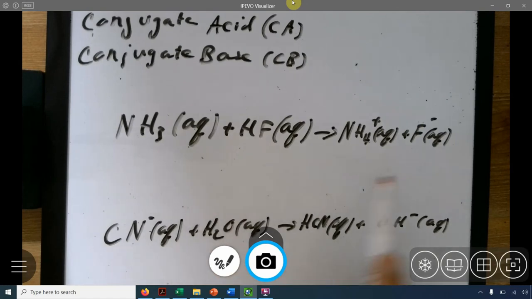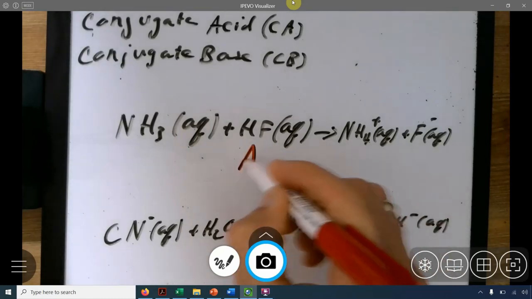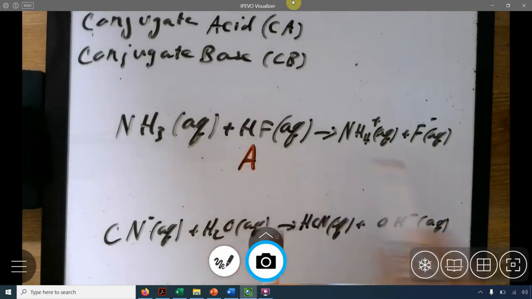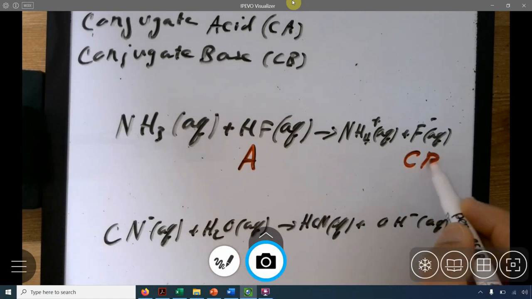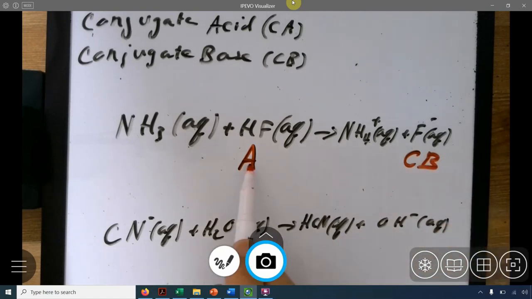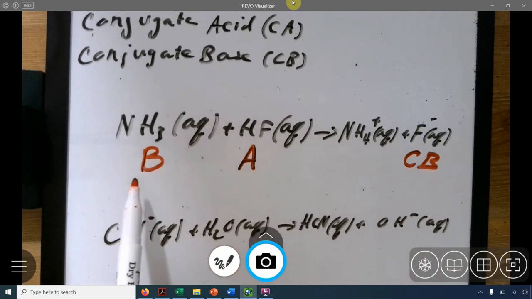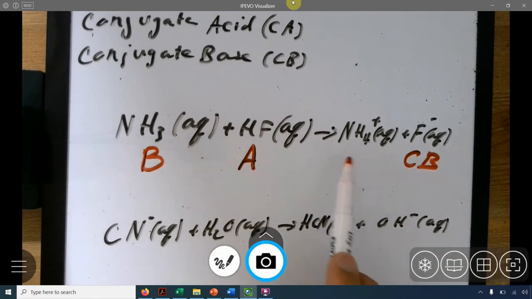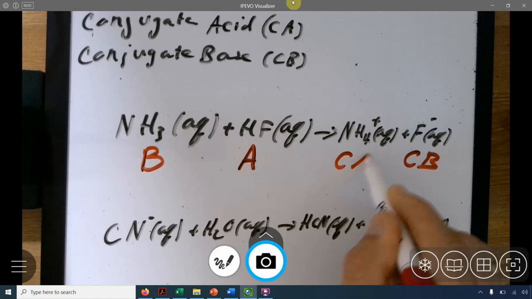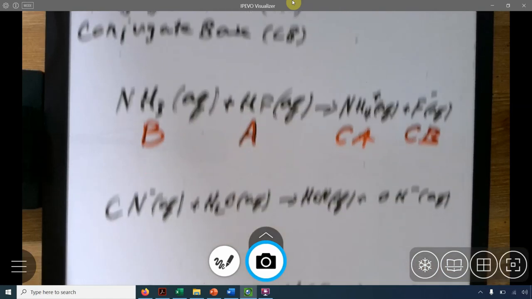So if I'm looking at what transpired, HF gave up an H, so HF is going to be my acid. Whatever it becomes is the conjugate base. And whatever it donated to becomes the base, which we define as something that receives the H plus from the acid. So this receives an H plus. Yep, it becomes NH4 plus. It received it, and this is going to be my conjugate acid.